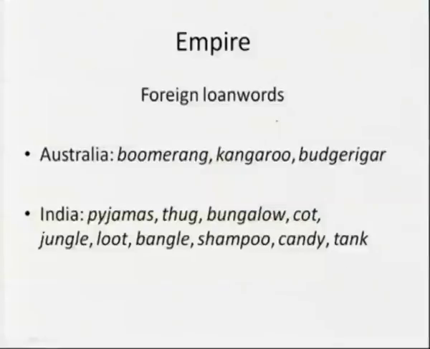If you look at the slide here, in fact, you can see the foreign loan words. Following empire and the growth of the empire, these were the foreign loan words. For instance, from Australia, we have boomerang, kangaroo. From India, we have words like pajamas, bungalow, even the word cot, shampoo, loot, bangle, jungle, etcetera. These are words we will find in any English dictionary, and this is a time when many words were coming in following the growth of empire.